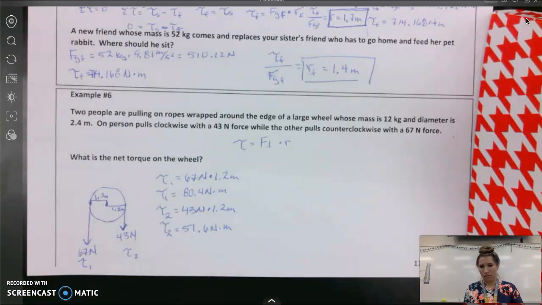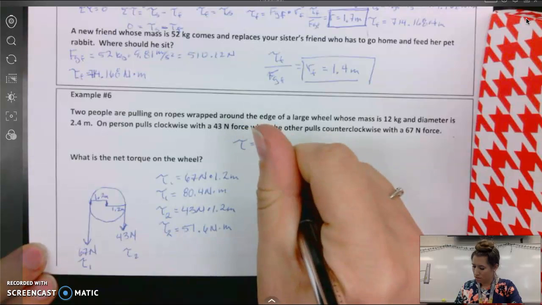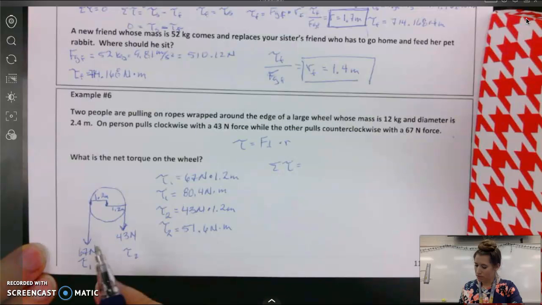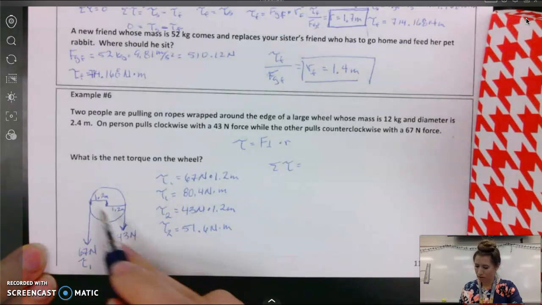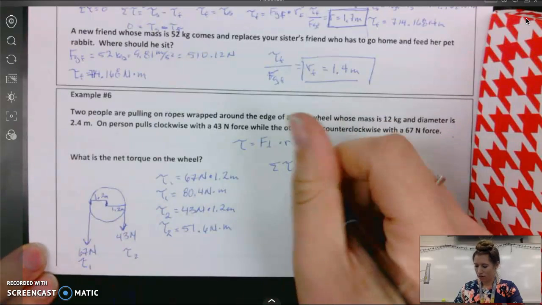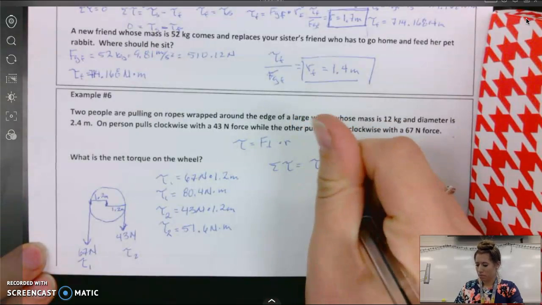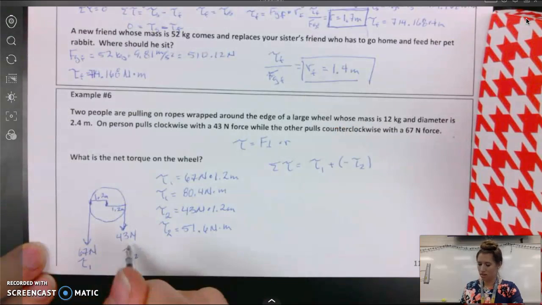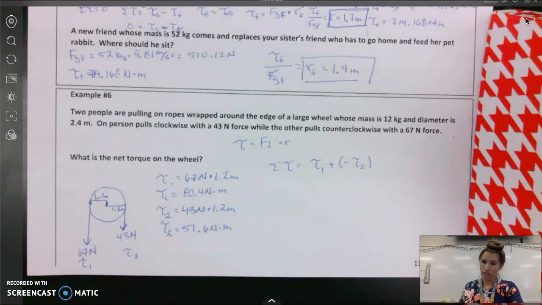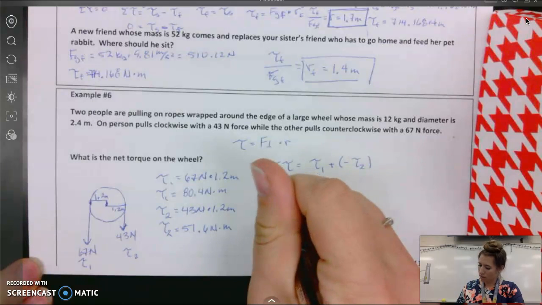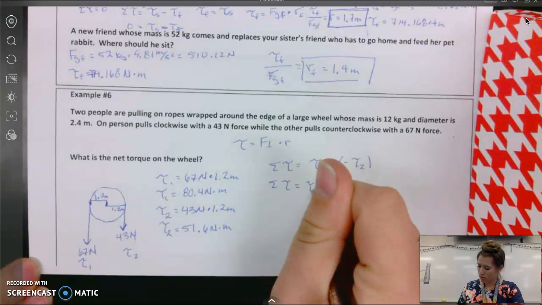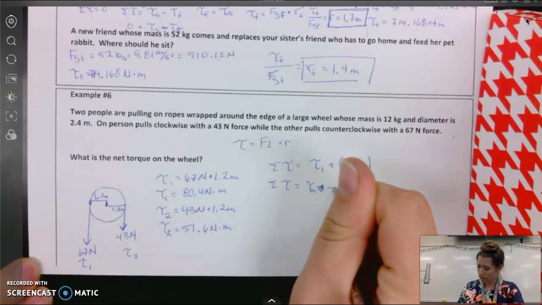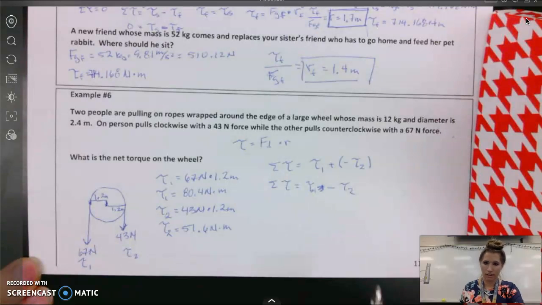And now I'm going to do the sum of the torques. Okay, the sum of all these torques, well, torque 1 is pulling counterclockwise, so that would be a positive. So we have a positive torque 1 plus, because it's the sum, a negative torque 2 because it's causing clockwise motion. If the torque causes clockwise motion, it's a negative torque. If it causes a counterclockwise motion, it's a positive torque. Okay? And so I could rewrite that. It's torque 1 minus torque 2, instead of adding the negative.